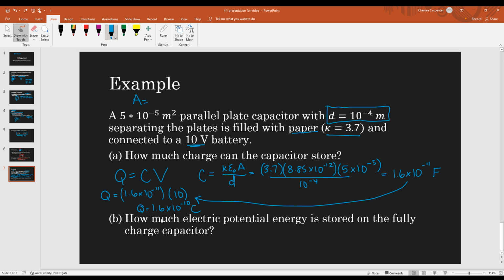All right, and the last question, how much electric potential energy is stored in the charged capacitor? So that's looking for UC. And I would just pick whichever equation is easier, either 1/2 QV or 1/2 CV squared. Could use either. So let's just say we use 1/2 QV. So 1/2 Q is 1.6 times 10 to the negative 10, and V is 10. And we get something like 8 times 10 to the negative 10 joules.